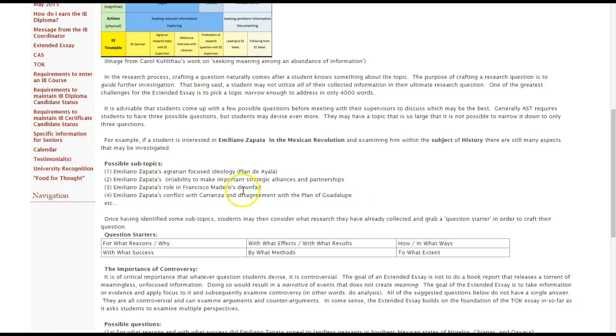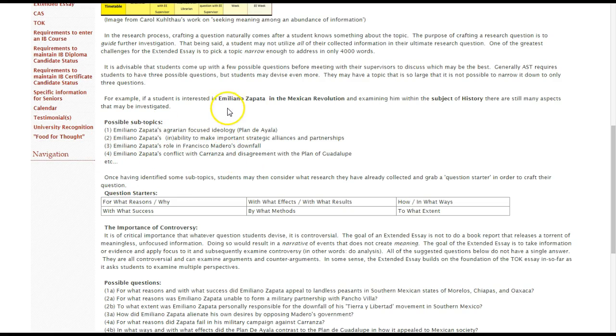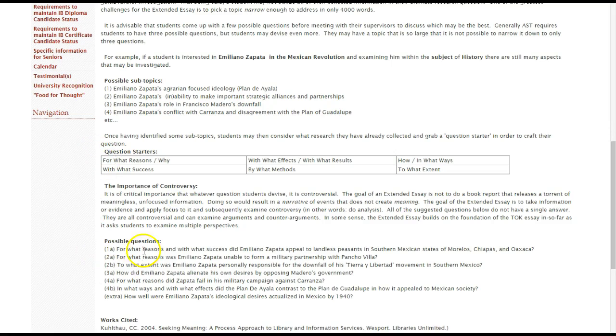So then, after students have kind of broken their big topic down to smaller subtopics, they can start looking at some different question starters that could be used to start their question. And a lot of this is something that students already do in history when they're doing their historical investigation. A lot of attention should be paid to these question starters, because depending on which question starter is chosen, different information is asked for.